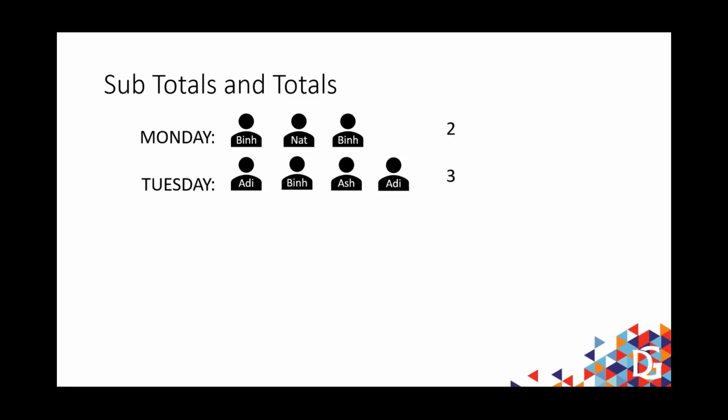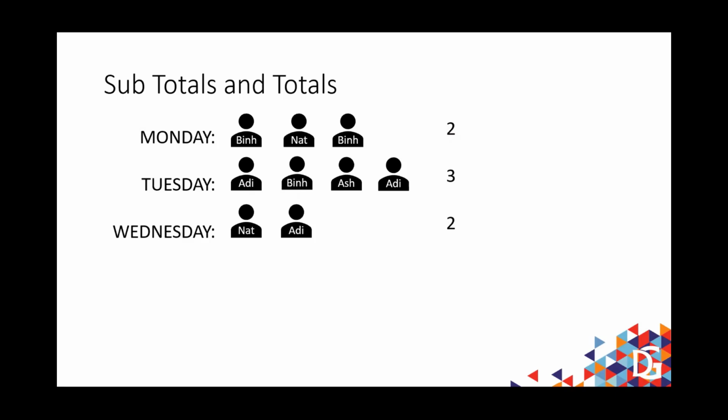So if we imagine that on Monday, we have 3 people physically arrive at the store. We have Bin, Nat, and then Bin comes back. Bin really likes what they bought, and they came back and they brought some more items. And so we have a distinct count for Monday of 2. And then on Tuesday, what we have is Addie, Bin, Ash, and Addie again. Addie quite liked what they bought in the morning and came back in the afternoon. So for Tuesday, we have 3 distinct customers that arrived in the store.